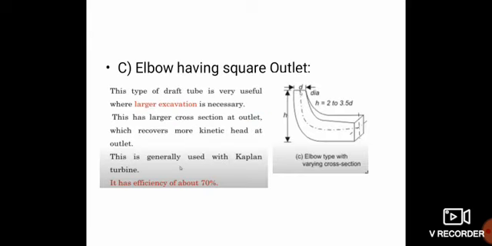Next, the third type is the elbow having a square outlet. This type of draft tube is useful where large excavation is necessary. It has a large cross section at the outlet, which recovers more kinetic head at the outlet. Our main purpose is to recover the kinetic head, so this type of tube covers the maximum possible head. It is generally used with the Kaplan turbine. The maximum possible efficiency is 70%.